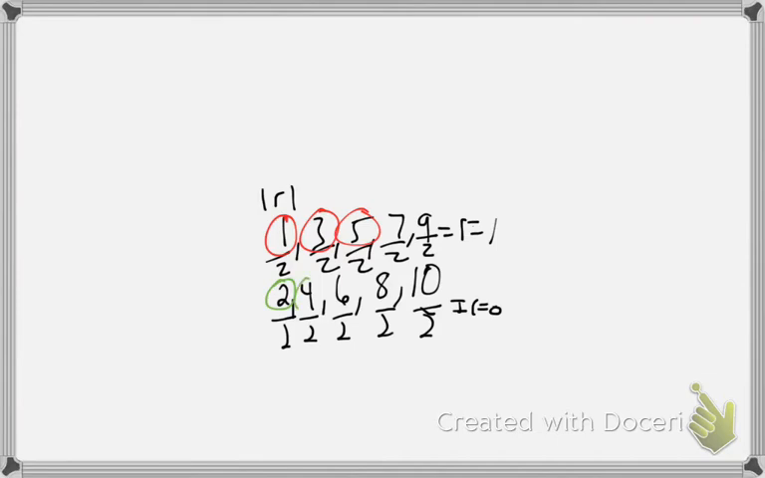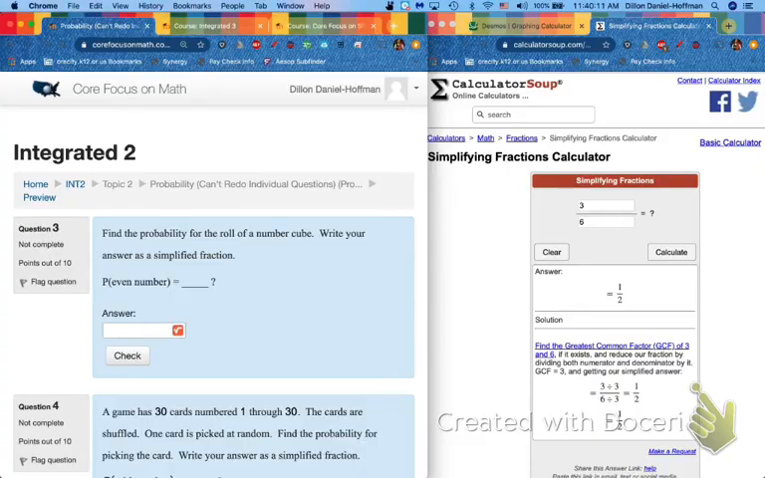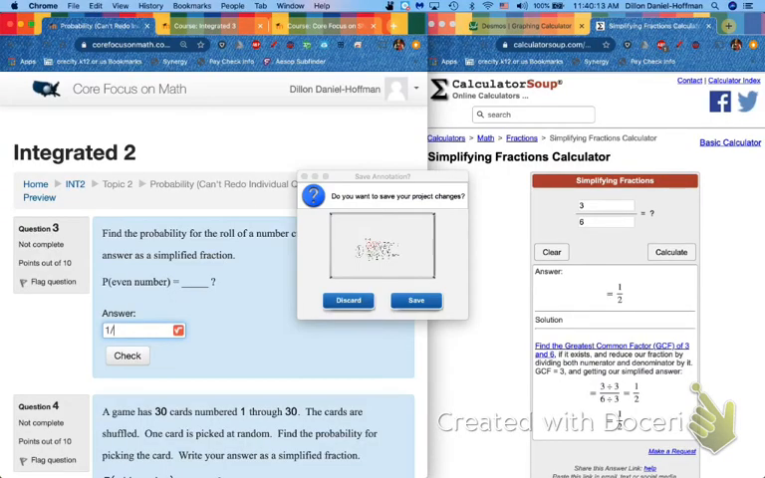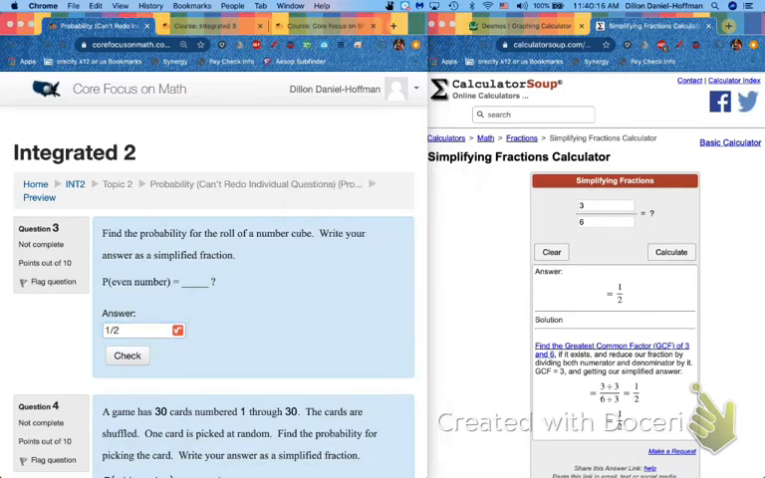So on a die, since it goes from 1 through 6, I've got 3 odd numbers, and I've also got 3 even numbers. So once again, whether it says odd or even, I'm going to get 3 out of 6, and once again, that still reduces to 1/2, so that's what we want to put in, 1/2. And you've learned some odd and even. Even mini lesson here.